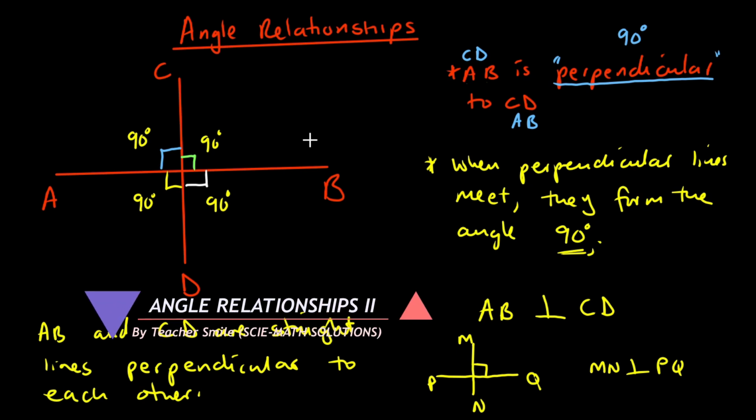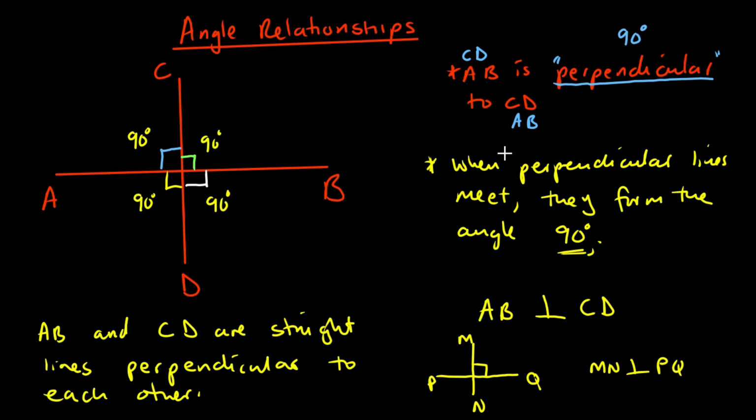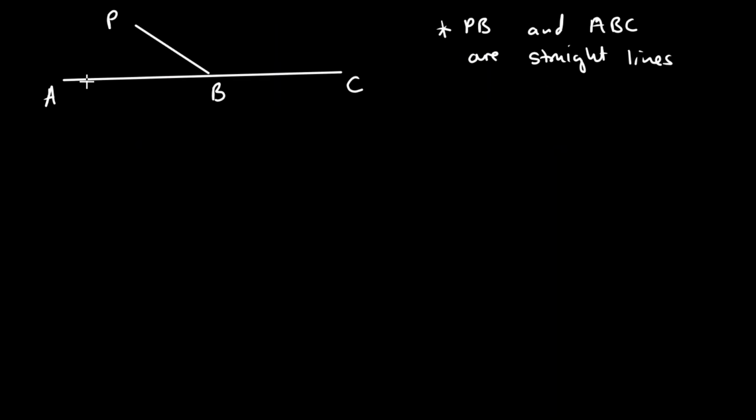If the perpendicular lines are meeting, then we know that the angles they are forming is 90 degrees. That's the word perpendicular. When you hear perpendicular from now on, you need to understand that we're talking about 90 degrees. But other lines can just meet not perpendicular to each other.